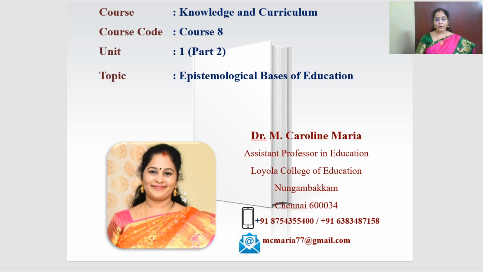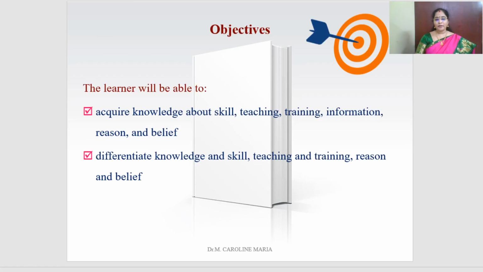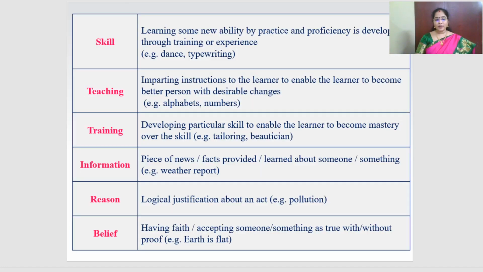This is part 2 video lecture, which is going to deal with the meaning of skill, teaching, training, information, reason and belief, and the difference between knowledge and skill, teaching and training, reason and belief. The objectives are: the learner will be able to acquire knowledge about skill, teaching, training, information, reason and belief, and differentiate between knowledge and skill, teaching and training, reason and belief. Let us learn all these terminologies now.